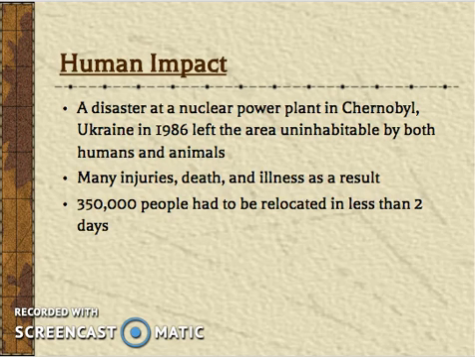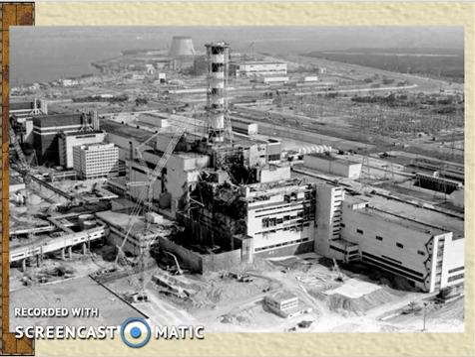If you guys have heard of that movie, The Chernobyl Diaries, it's supposed to be a horror movie. It's actually based on something that happened a long time ago. Like I said, 1986, there was a nuclear disaster at a power plant there. 350,000 people had to be relocated in less than 2 days because of this disaster. But what happened was, once all these people left, okay, there's the power plant there. Once all these people left, the ecosystem kind of started to take over.